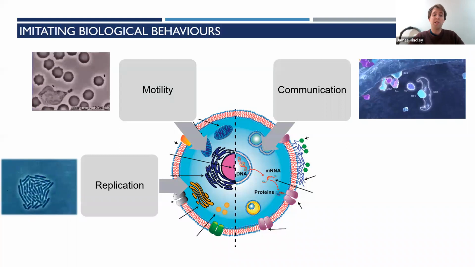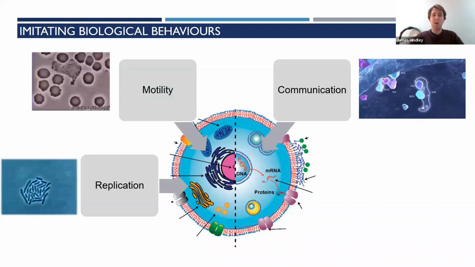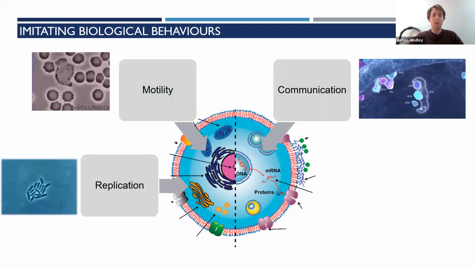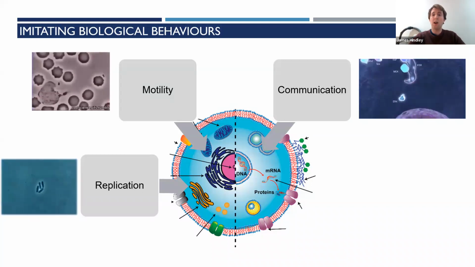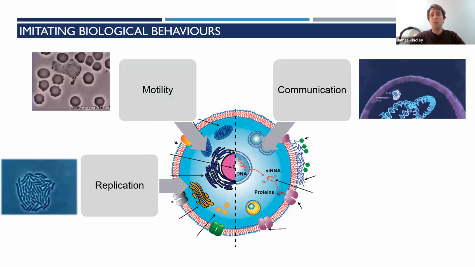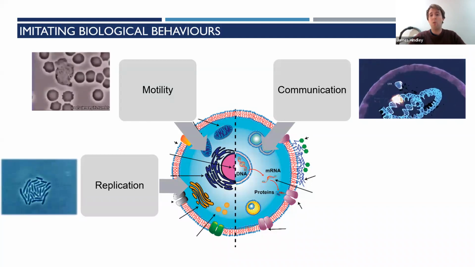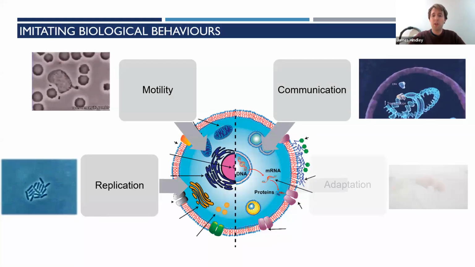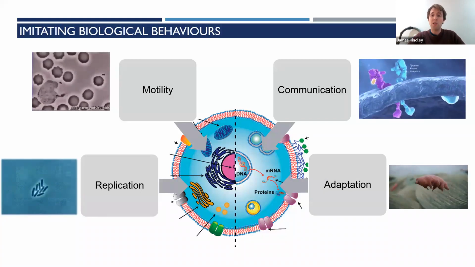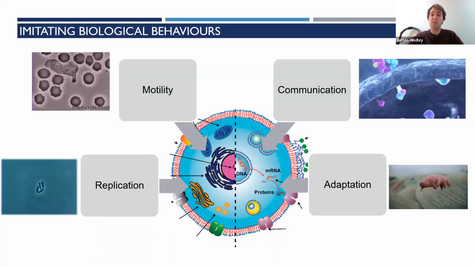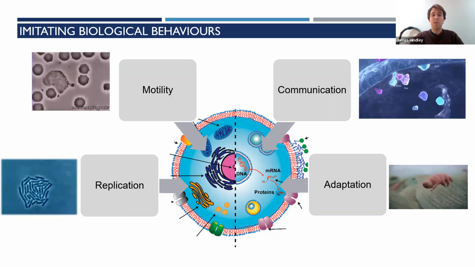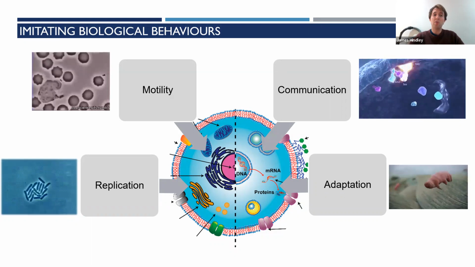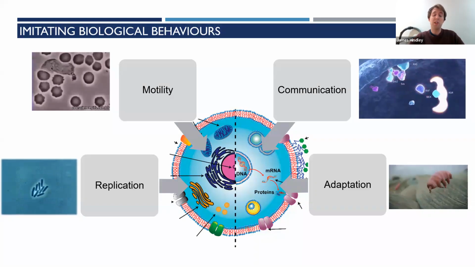Communication: not only cells talking to each other, but how does a cell respond to a signal in its environment? How does it use that signal to have an output and a change in its function? And then finally, adaptation: how does the cell adapt and thrive in different environments? I'm going to talk about some simple systems that we've built that can demonstrate behaviors such as motility and communication.